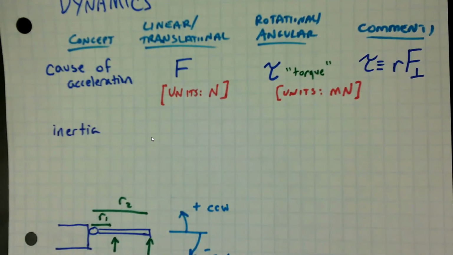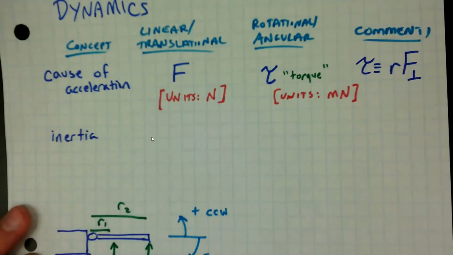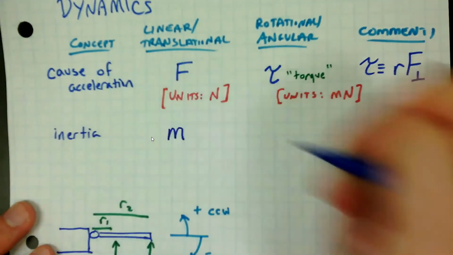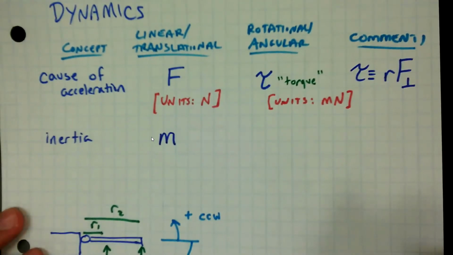Translationally, how did we define inertia? What symbol measured inertia? This is weird because we don't usually think about it this way. But what thing could we measure to figure out the inertia translationally? What sorts of things have more inertia? Go ahead, Malachi. Lighter things have more inertia? No, less inertia. Lighter things have less inertia. Heavier things have more inertia. So in other words, mass was the thing that determined the inertia linearly.